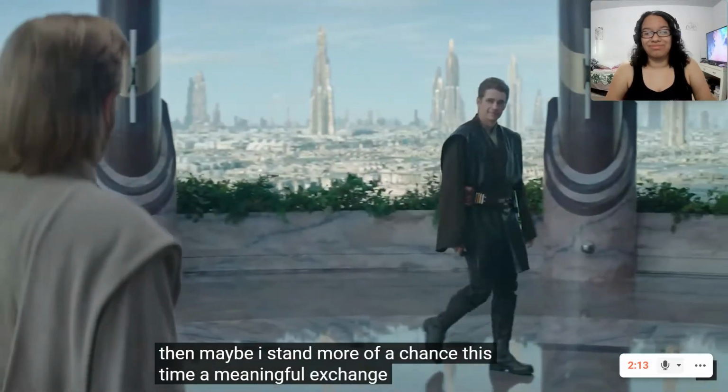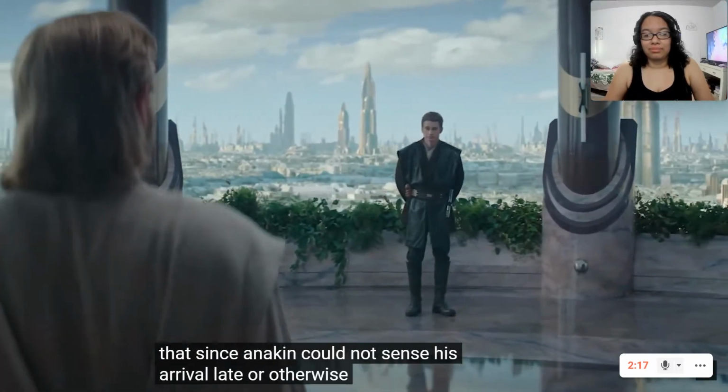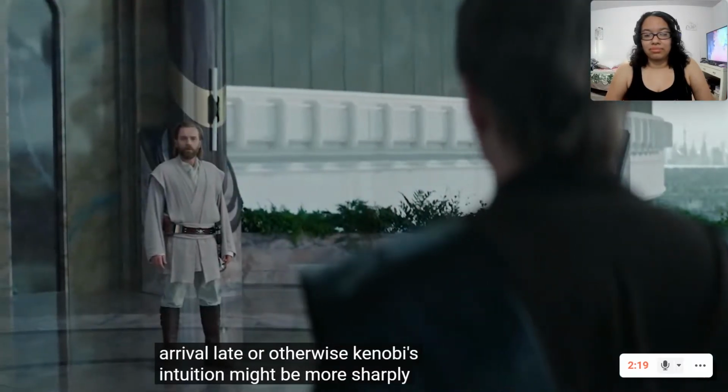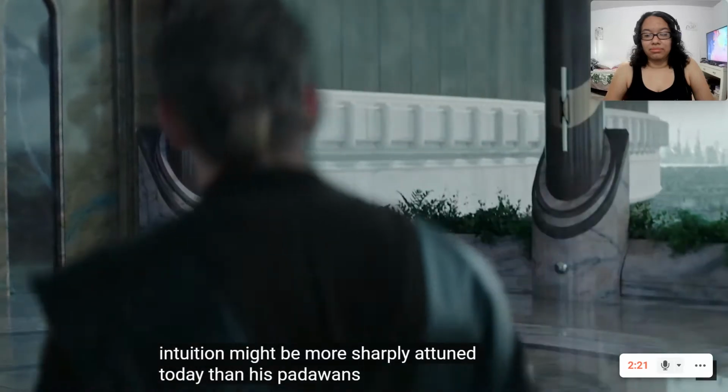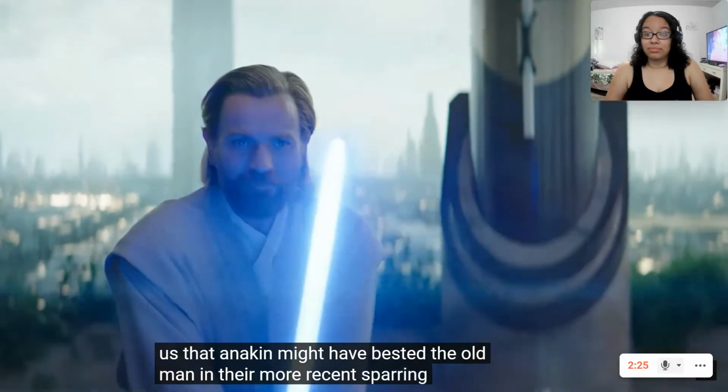A meaningful exchange. Obi-Wan says that since Anakin could not sense his arrival, late or otherwise, Kenobi's intuition might be more sharply attuned today than his Padawan's is. It also tells us that Anakin might have bested the old man in their more recent sparring sessions.